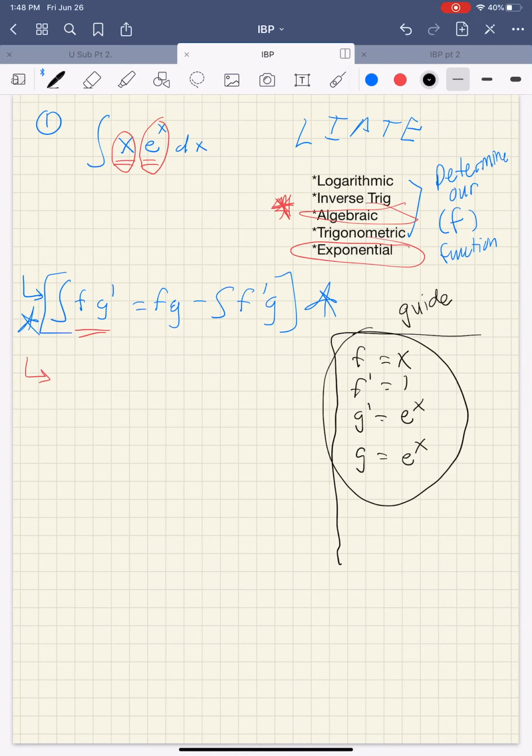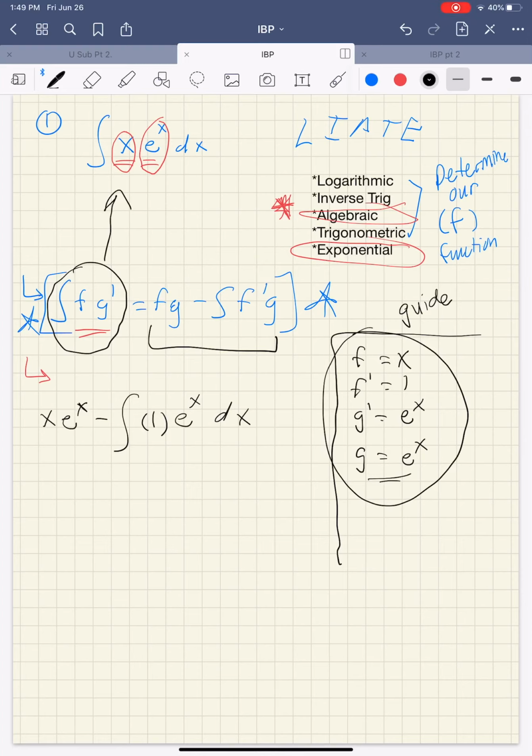So now we could plug everything into the equation. This part right here is what we're given, what we started with, and the real formula comes in right here. We know that f is going to be x, and then g is going to be e to the x, and then minus the integral of f prime, which is just 1, times g, which is just e to the x dx. Now our main focus will be this integral right here. So we bring everything down and we continue solving.